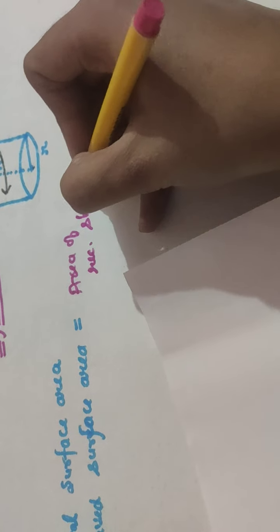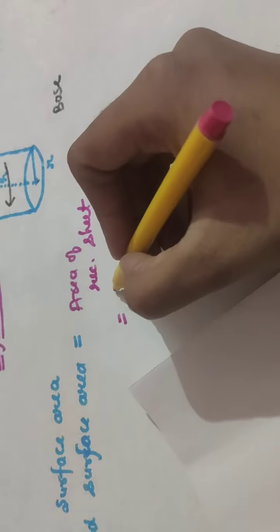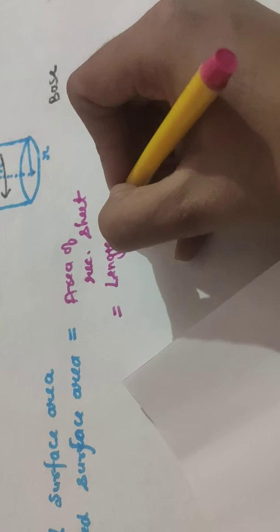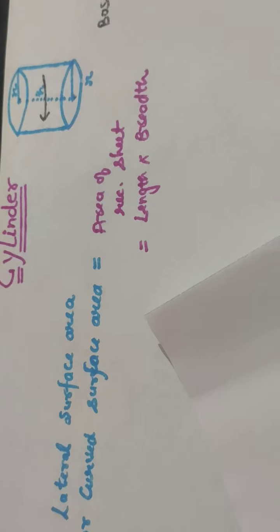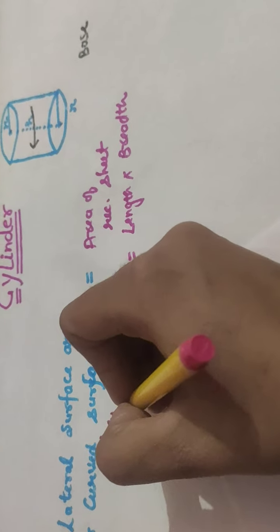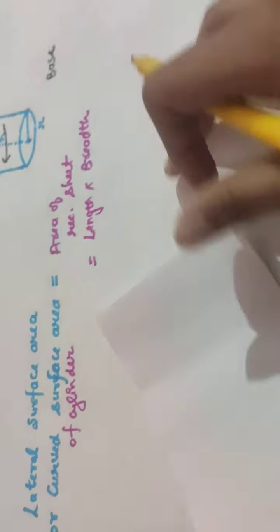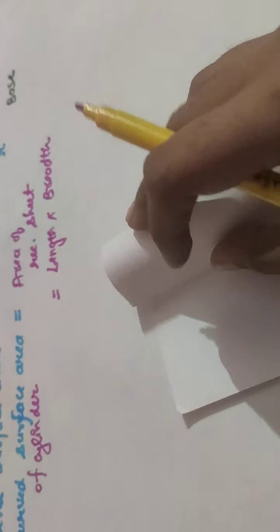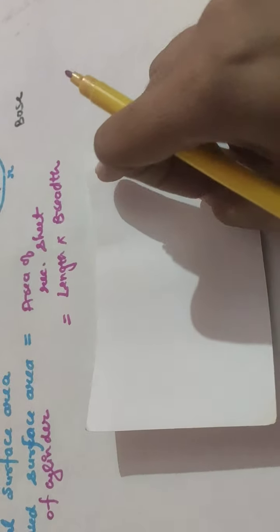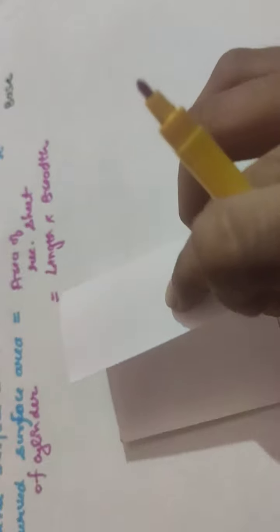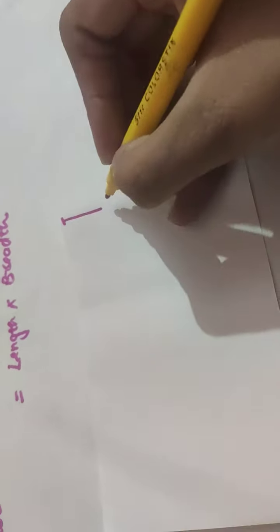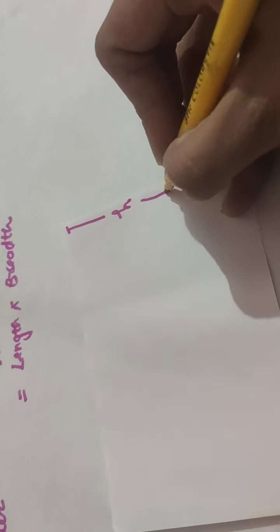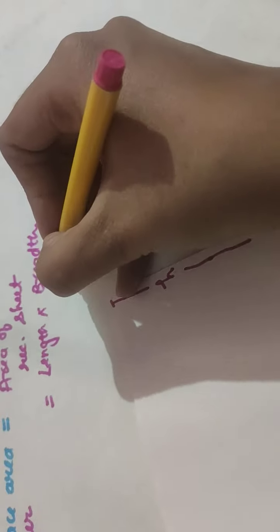Area of this rectangular sheet, and we know that area of the rectangle is length into breadth. So we have to find out length and breadth, and we can find out this lateral surface area of the cylinder, right? See that, bacha, when we fold this rectangular sheet like this, this is the height. That means breadth is height.